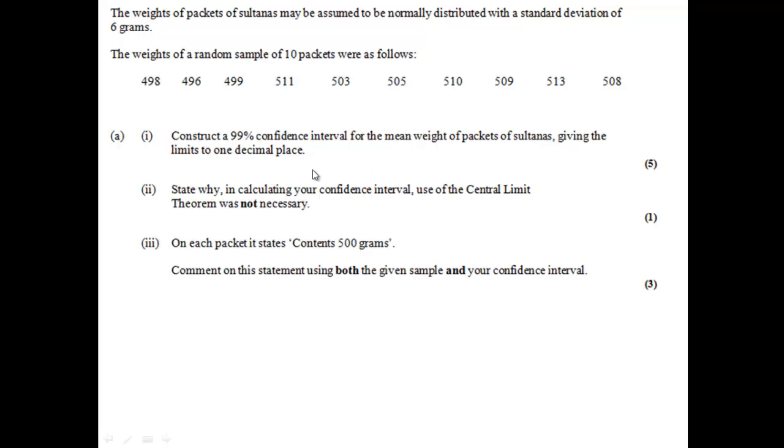In this instance, all you need to do on the exam paper is pretty much copy the question. The weights of packets of sultanas may be assumed to be normally distributed. You might want to mention it's a random sample, but you'll see on the mark scheme it's not necessary.